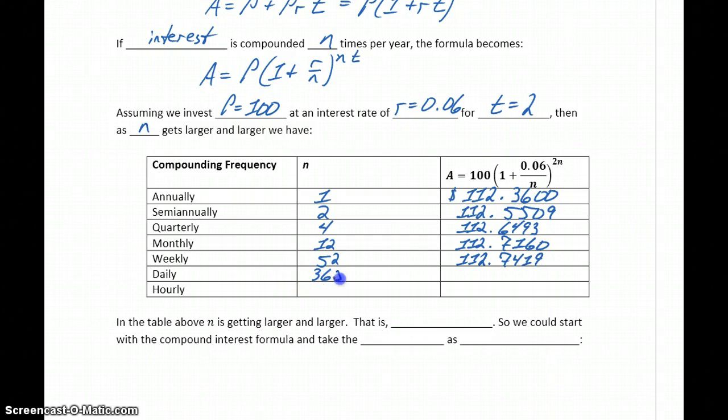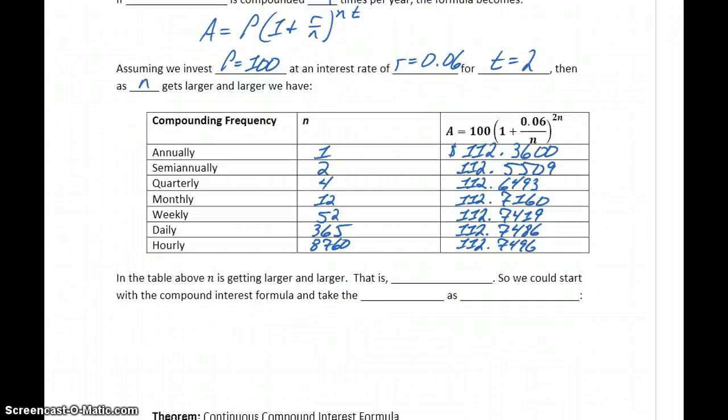If it's compounded daily, we have 365 days a year, so that would be $112.7486. And if it was compounded hourly, there are about 8,760 hours in a year, then that would be $112.7496. So again, as our compounding frequency is increasing, so is the total amount left in our account after 2 years. We're not seeing huge differences here, but we also started off with a relatively small investment. But the more times we compound, the greater that final amount is at the end.